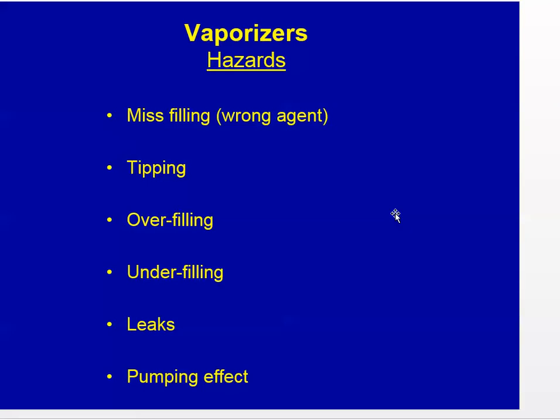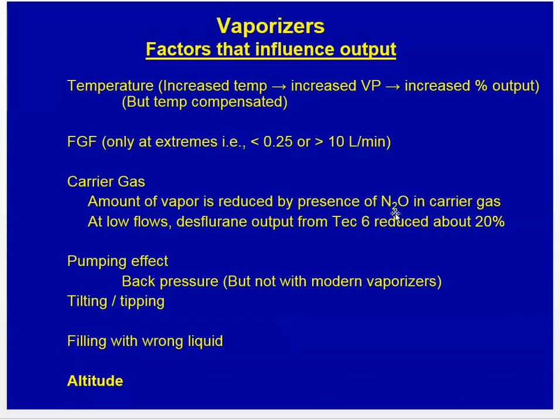There are a number of hazards associated with vaporizers, which are summarized on this list. And there are a number of factors that influence the output of vaporizers. One is temperature. The higher the temperature, the higher the vapor pressure, and hence an increase in percent output. But as indicated, these modern vaporizers are temperature compensated. Interestingly, fresh gas flow only affects vaporizer output at extremes, i.e. flows of less than 1/4 of a liter per minute or greater than 10 liters per minute.